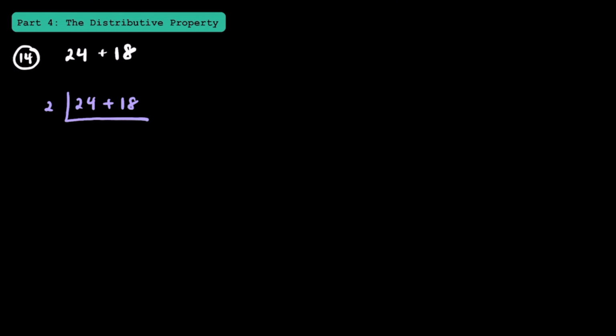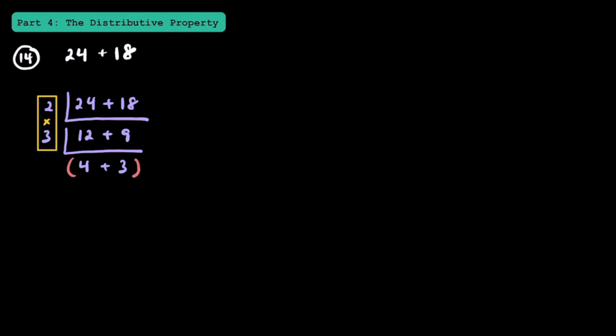2 goes into 24 and 18 because they're even, and it goes into 24 12 times, and it goes into 18 9 times. And what goes into 12 and 9 is going to be 3. 3 goes into 12 4 times, and 3 goes into 9 3 times. Now that 4 and 3 are relatively prime, we can multiply 2 and 3 together to get the GCF of 6.